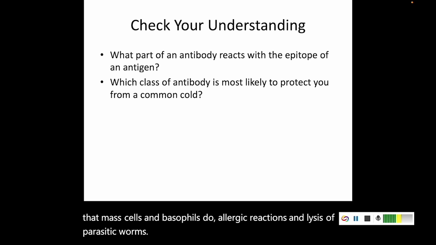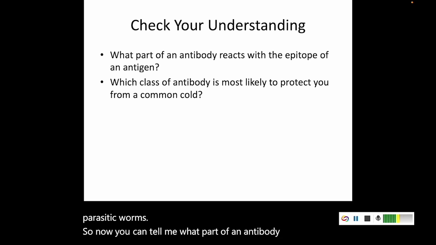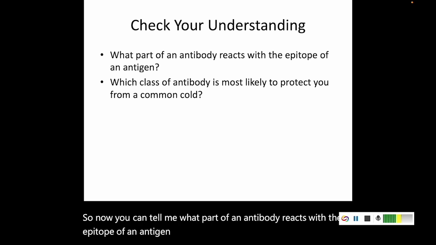So now you can tell me what part of an antibody reacts with the epitope of an antigen and which class of antibody is most likely to protect you from a common cold.